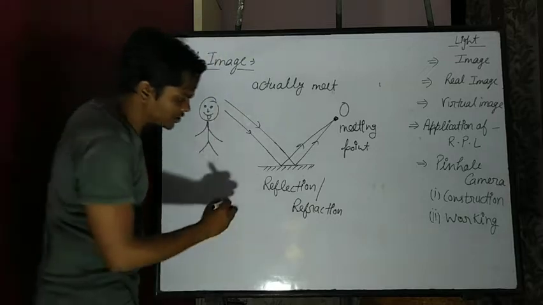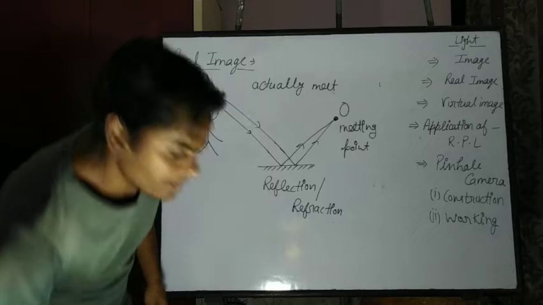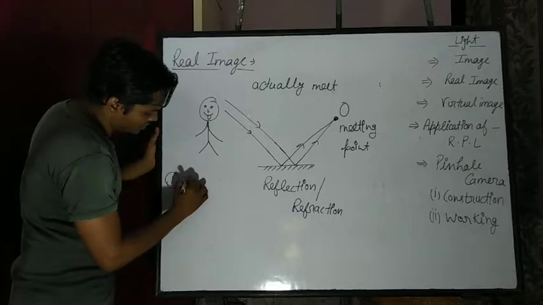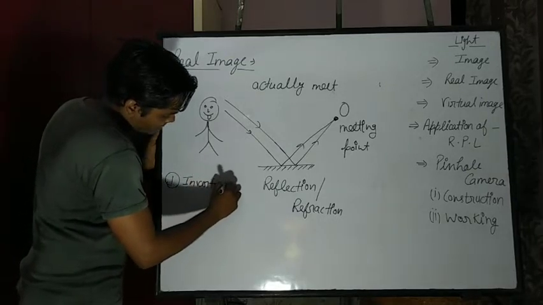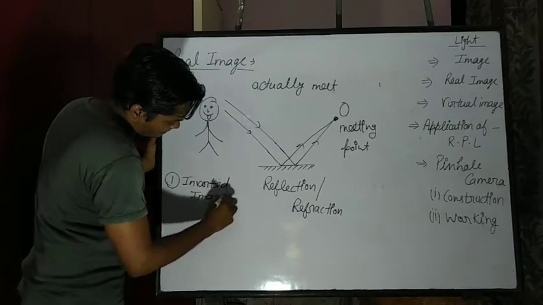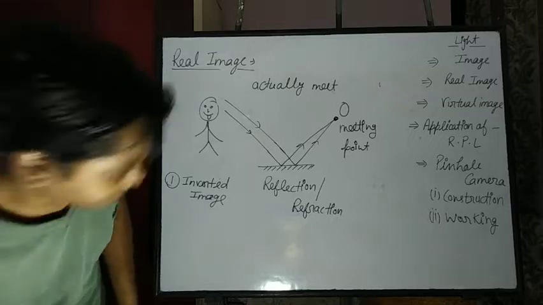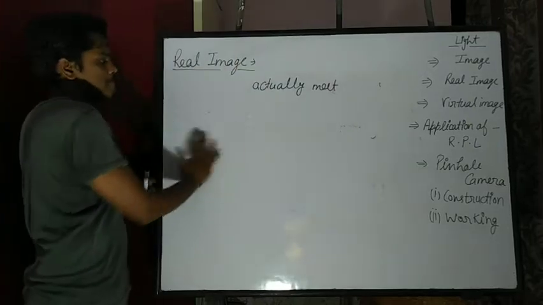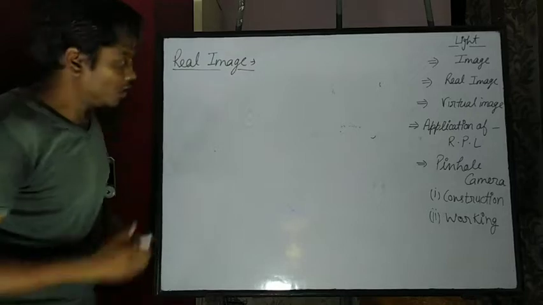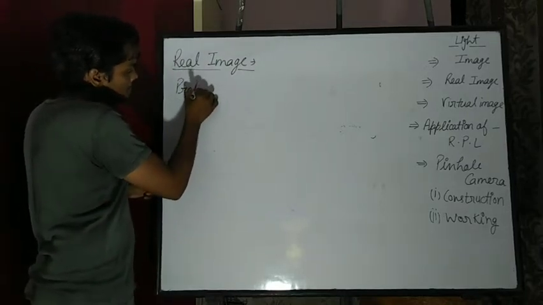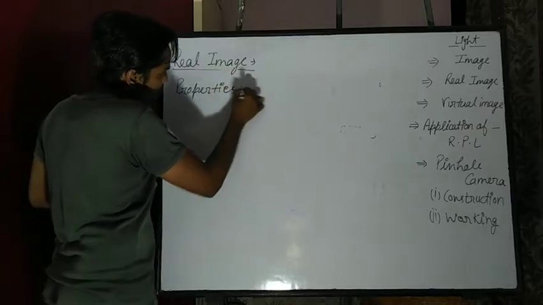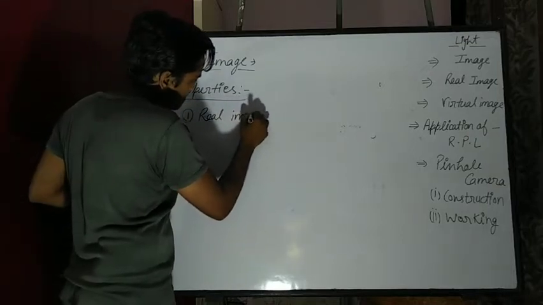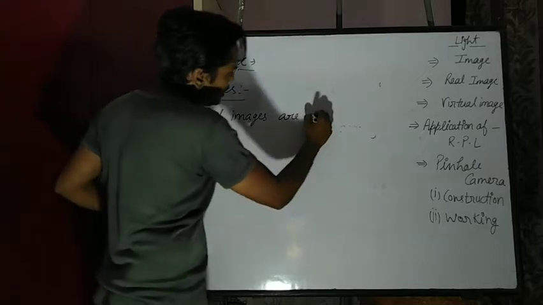Okay, real images have some properties. Real images have some properties. Number one, they are inverted. Once again, so now properties: real images are inverted.